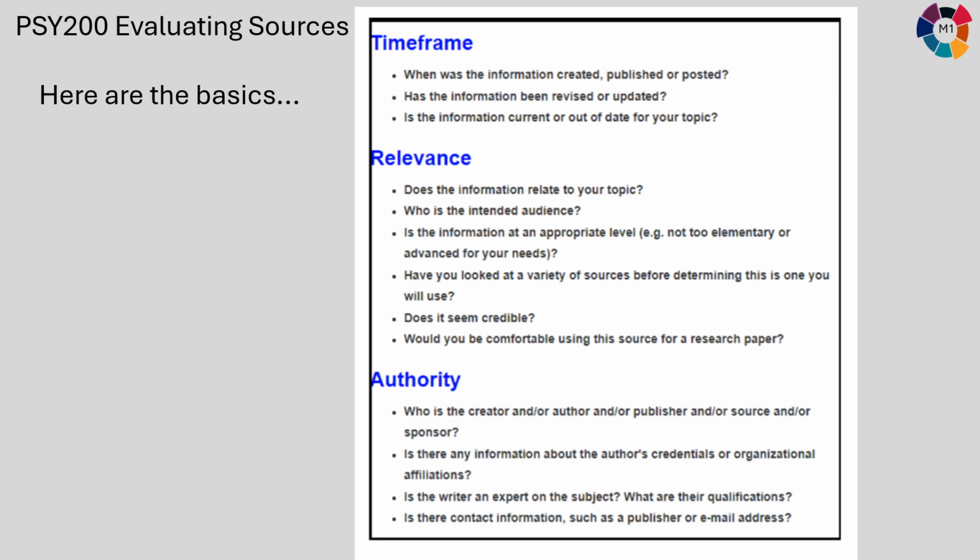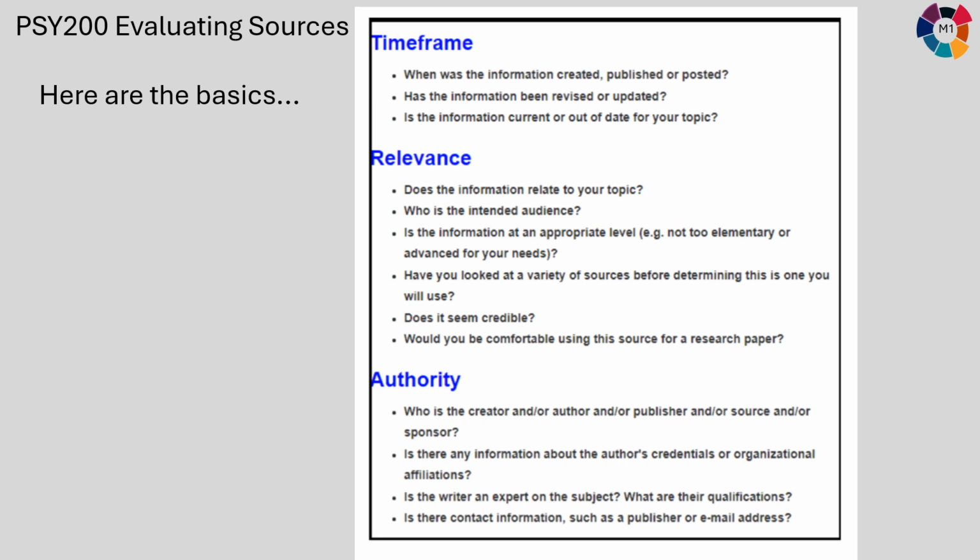Okay, lastly, the author. So who is the creator and author and publisher and source or sponsor? What is the package of people that is presenting this work? Is there any information about the author's credentials or organizational affiliations? Is the writer an expert in the subject? What are their qualifications? Is there contact information?